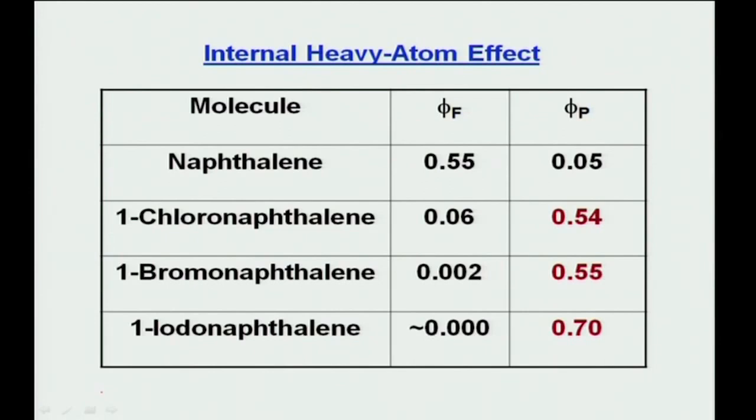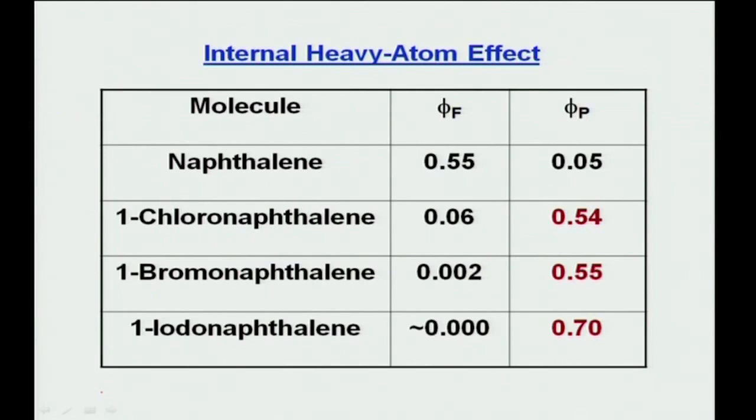Now, you go to 1-chloronaphthalene. In 1-chloronaphthalene, what happens to the fluorescence quantum yield? It immediately decreases to 0.06. Accordingly, the phi p, which is the phosphorescence, is increased. Why? Because chlorine now is heavier than hydrogen. It has introduced that heavy atom effect and it has enhanced intersystem crossing by spin orbit coupling.